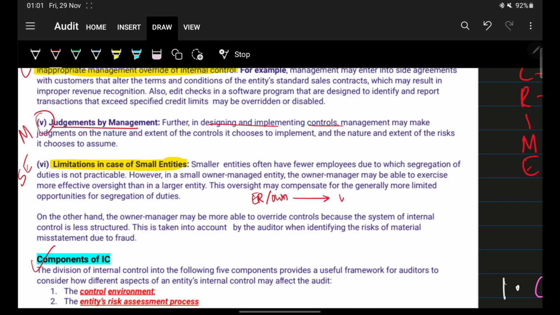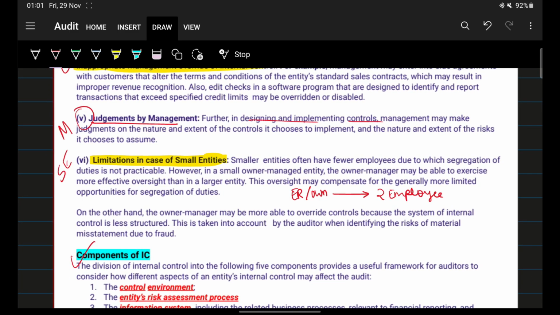And he probably has 3 or 4 employees that he can very easily oversee, or maybe not even 4, maybe 2 employees he can easily oversee. And there's not going to be much distribution or segregation of duties, because of which he can exercise even more control. I don't know why they've added it into limitation, but still they've just added this point, and we're going to have to write it in the exam if it comes.